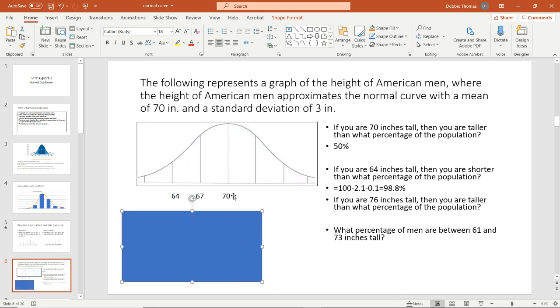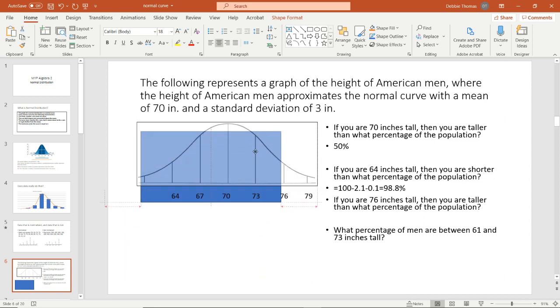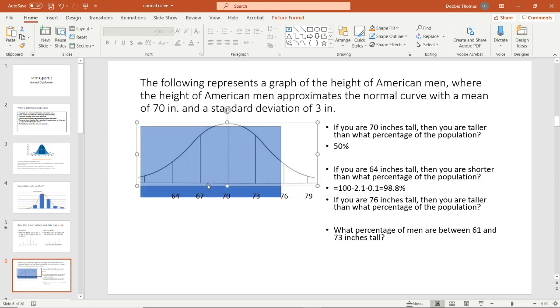Okay, so the next one, if you are 76 inches tall, that's going to be somewhere over here. So I need to extend my graph. So this would be 73. Here's 76, and here would be 79, okay? So if we are taller than 76, I'm going to move this in. This time we're talking about everything to the left of my number, so that way would be shorter. You are taller than what percentage?